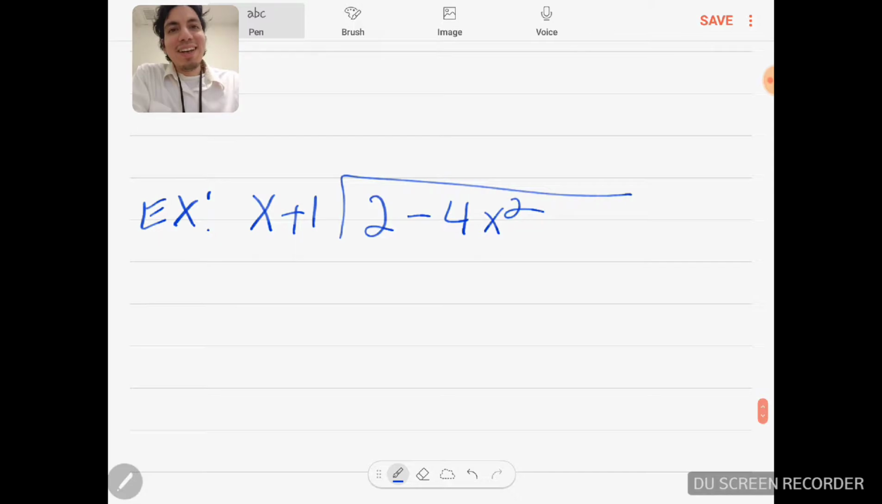Ooh, this one's a little annoying. A little annoying because it's in a different order. That's why I'm not sure what to do. I'm joking, I know what I'm doing.